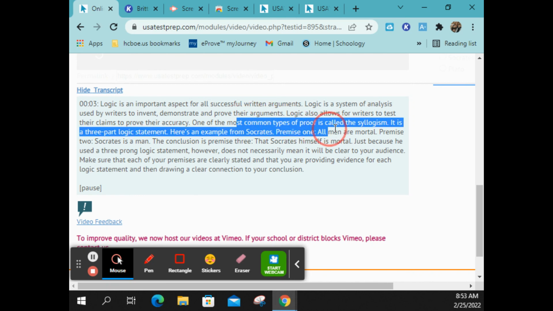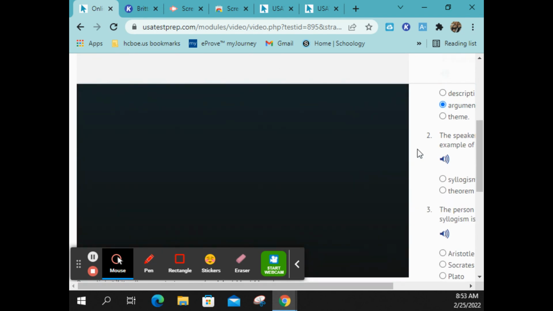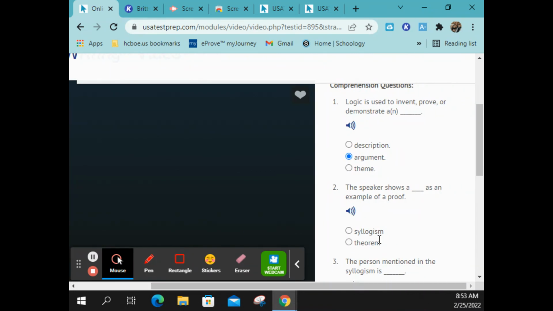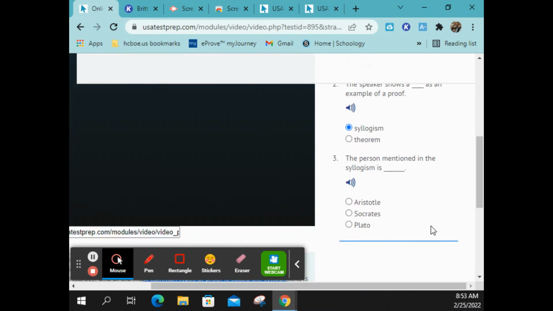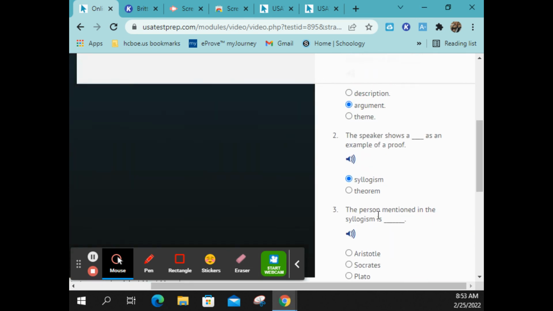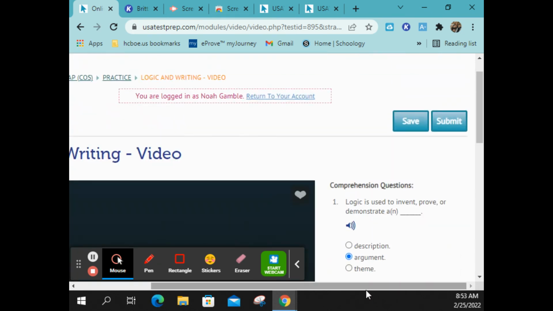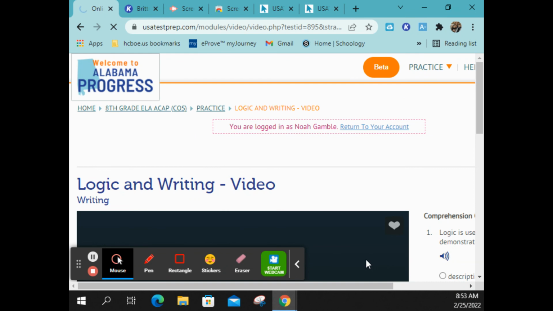One of the most common types of proof is called the syllogism. All right, it is a 3-part logic statement. So what is your answer here? Number 3, the person mentioned in the syllogism is Aristotle, Socrates, or Plato. If you can't remember, go back and look. Socrates. And then you go up here and you click submit.